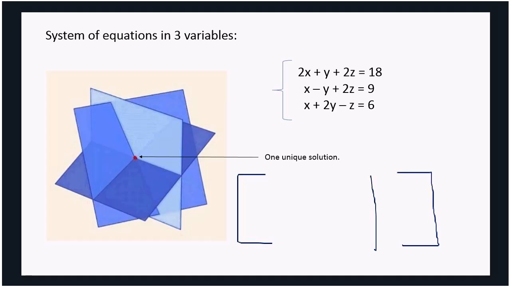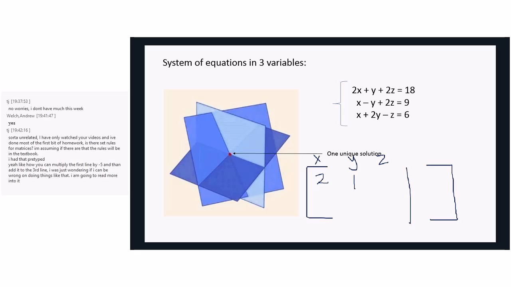What I'm going to do is take the first equation and set it up in columns where my x values line up, my y values all line up, my z values line up, and my constants line up. For this first equation, I have the coefficient of 2 in front of the x, so that becomes that. The coefficient in front of y is missing, so it's 1, and the coefficient in front of z is 2, and then my constant is 18. So that's the first row in this matrix.